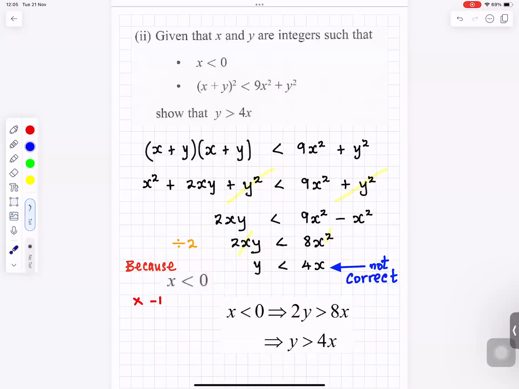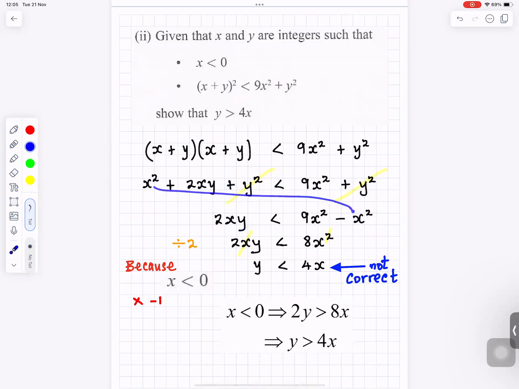Given that x and y are integers such that x is less than 0, (x plus y) squared is less than 9x squared plus y. Show that y is greater than 4x. So let's expand this (x plus y) squared. That gives us x squared plus 2xy plus y squared. We subtract y from both sides. We end up with 2xy.